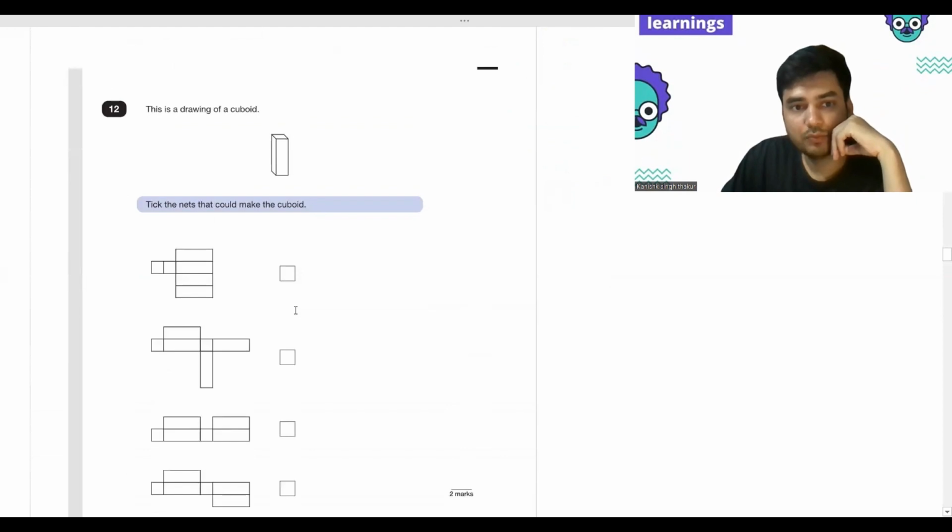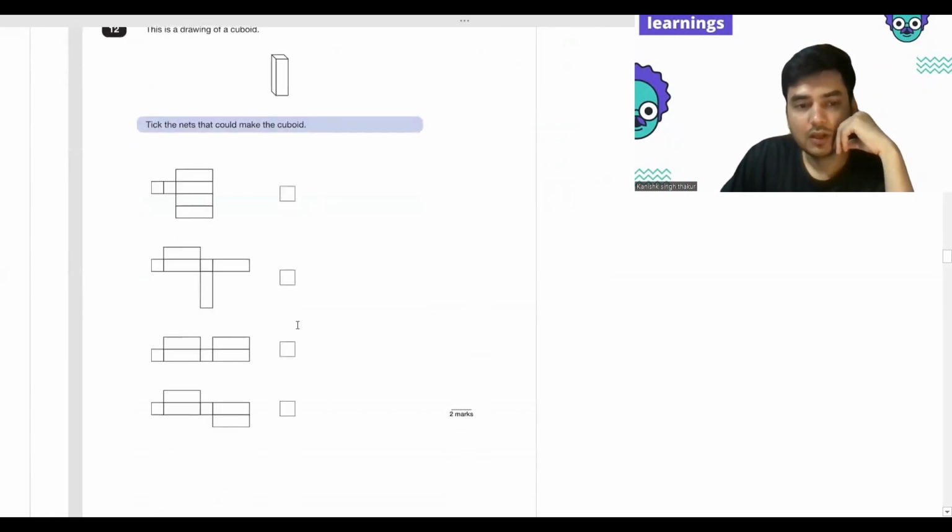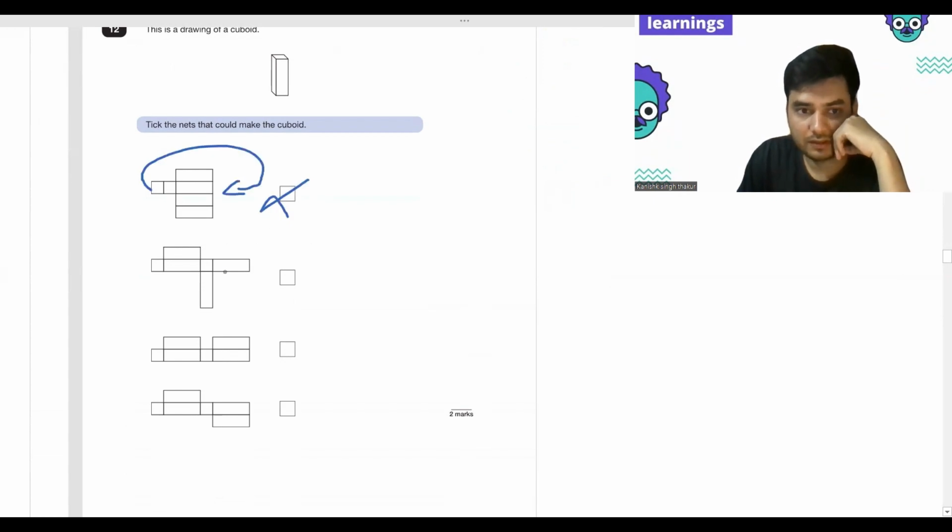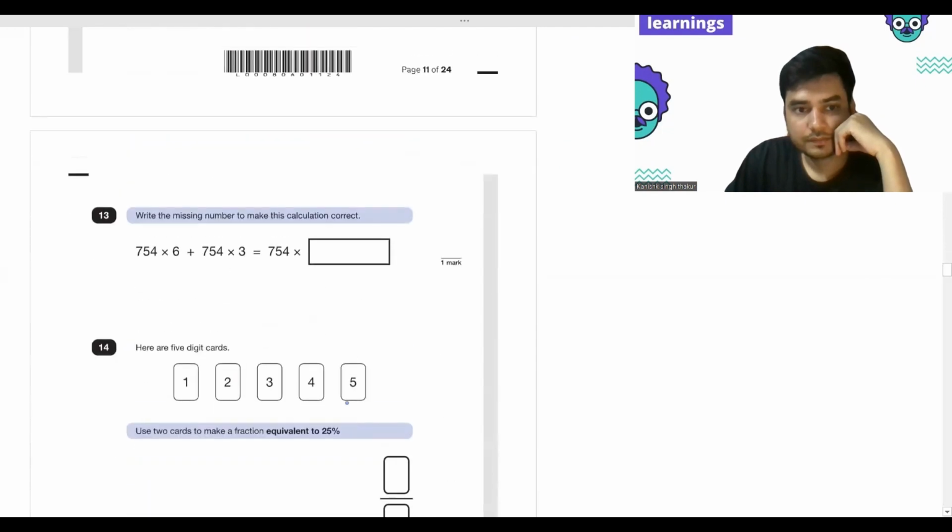This is a drawing of Roy. Take the net that could make the cuboid. Okay, so you guys have to take the net that makes the cuboid. Okay, so this one will not make it because this part will have to be here. Yeah, obviously this one will make it. This will overlap with this, so this will not make it. This will make it. Okay, that's what it is.